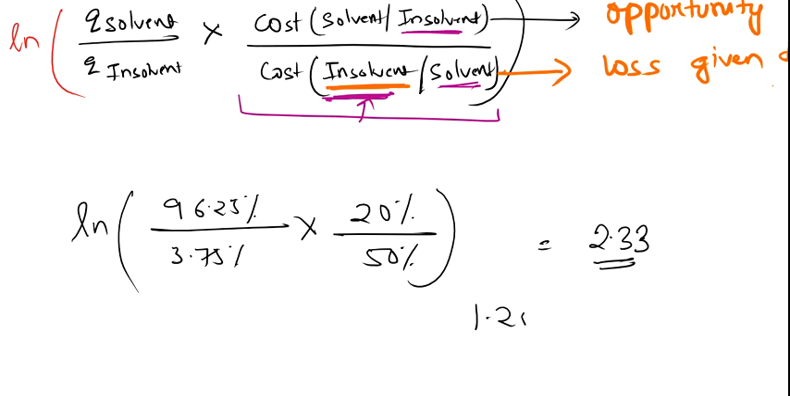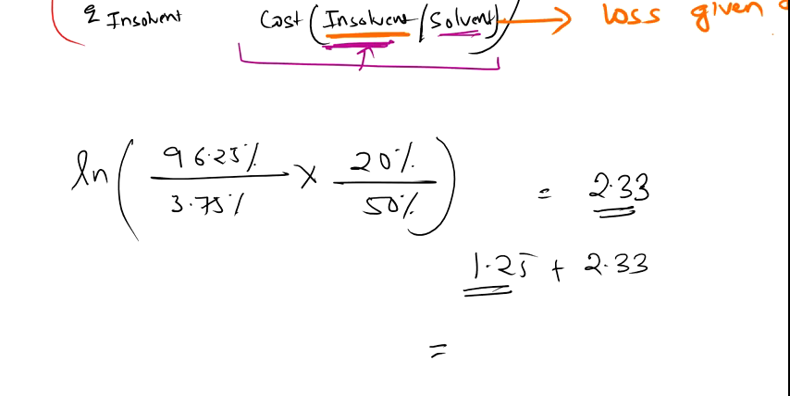Now I will add this to 1.25 because this was my earlier z-score. Now I need this adjustment. So now what will be the answer? 1.25 plus 2.33, it will be 3.58. So this will be my next cutoff point.